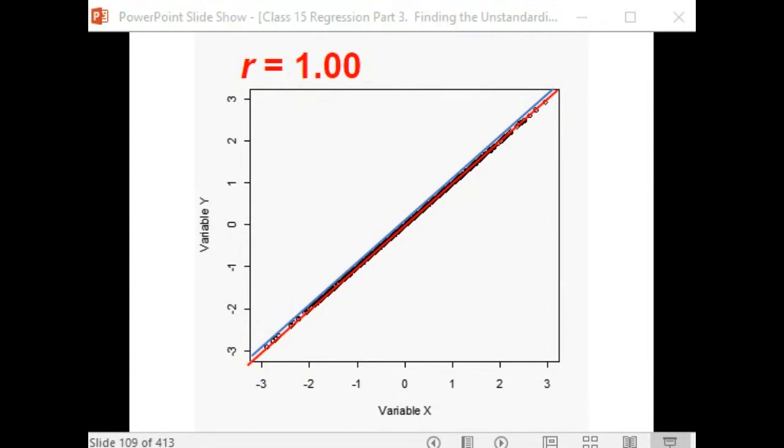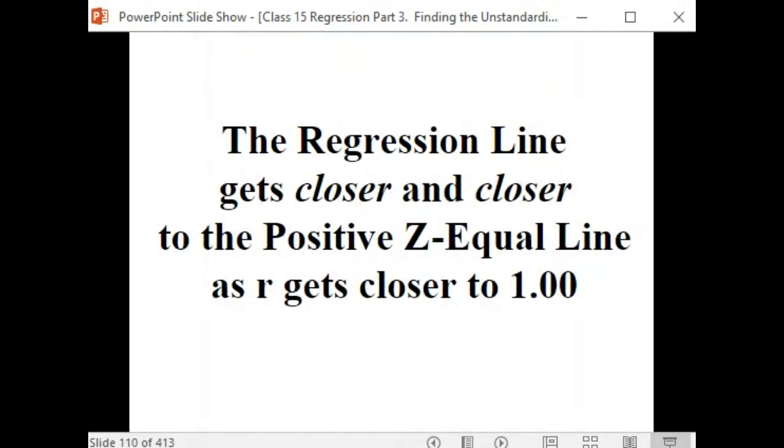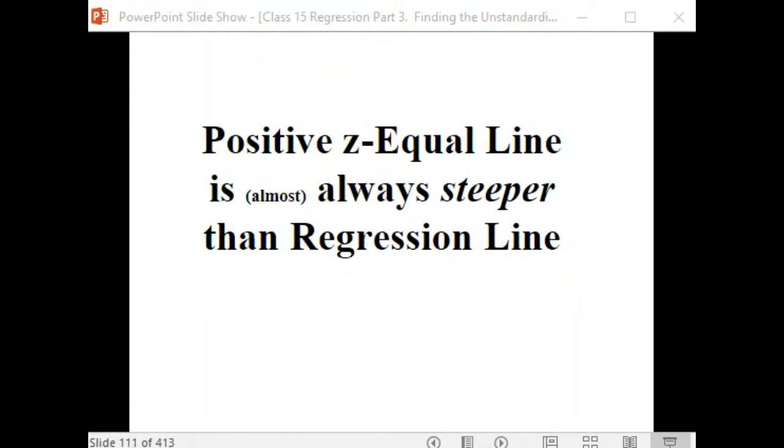Now, when the correlation is 1, the regression line and all the data points lie on top of the positive z equal line. So what we've just seen is that the regression line gets closer and closer to the positive z equal line as r gets closer to 1. The positive z equal line is almost always steeper than the regression line. There's only one exception.